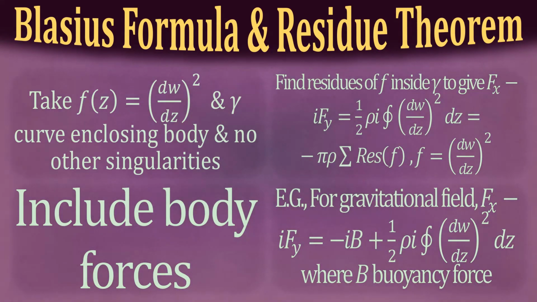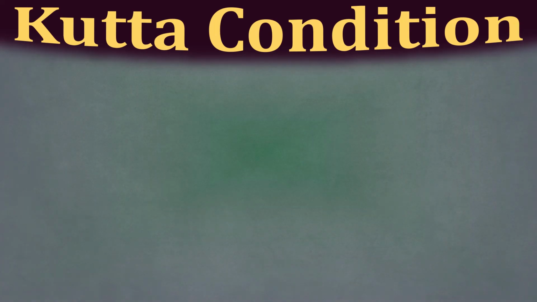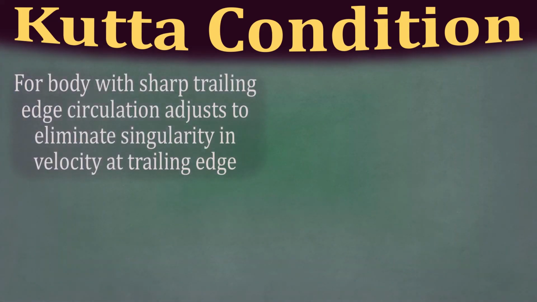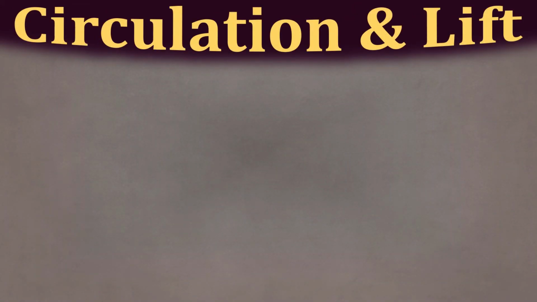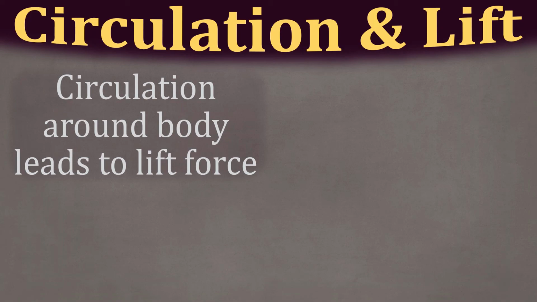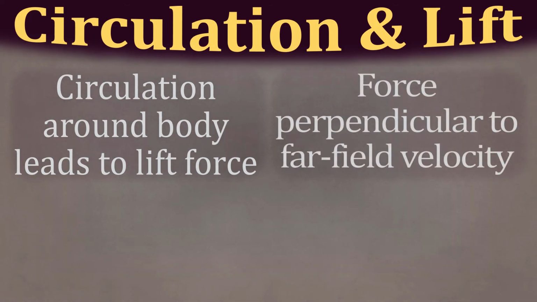Now, let's give a brief description of the Kutta condition. It says, for a body with a sharp trailing edge, the circulation adjusts to eliminate the singularity in velocity at the trailing edge. Next, let's discuss circulation and lift. Circulation around a body leads to a lift force. The force is perpendicular to the far field velocity.